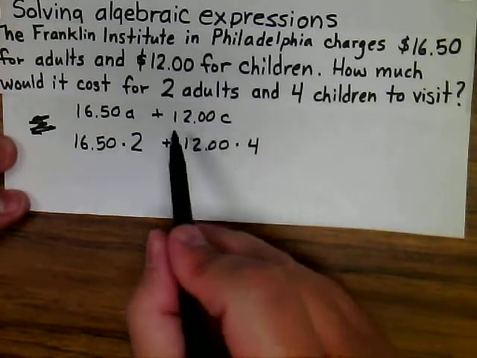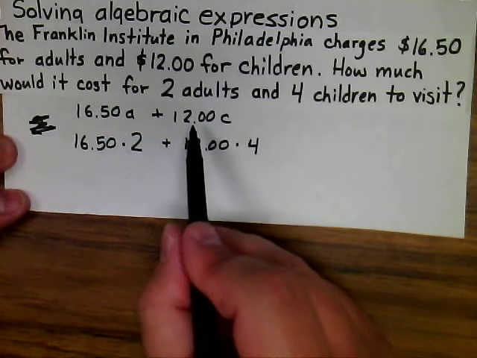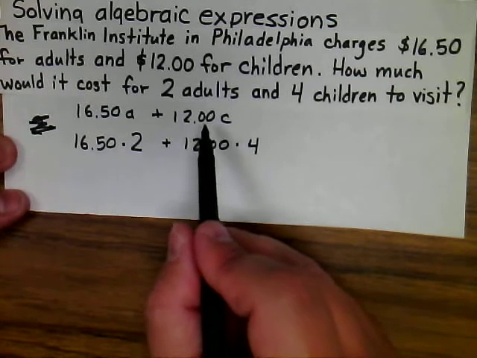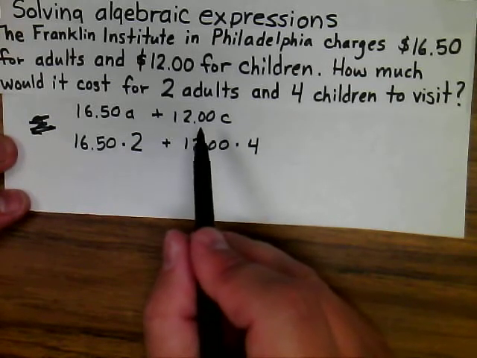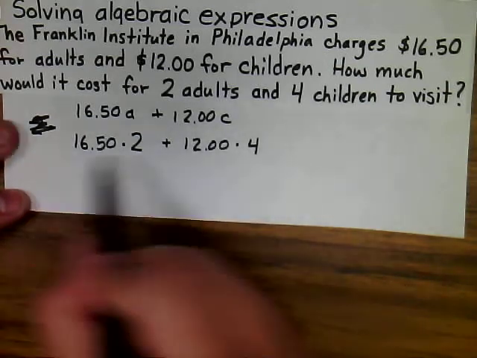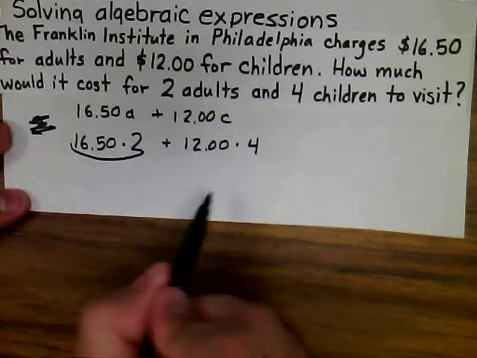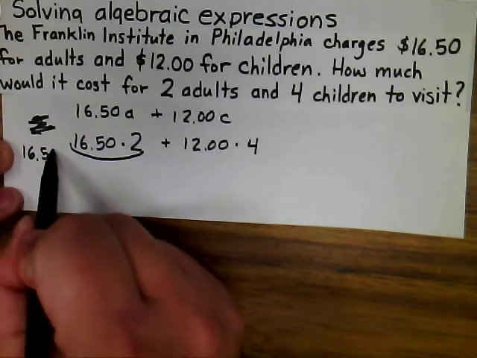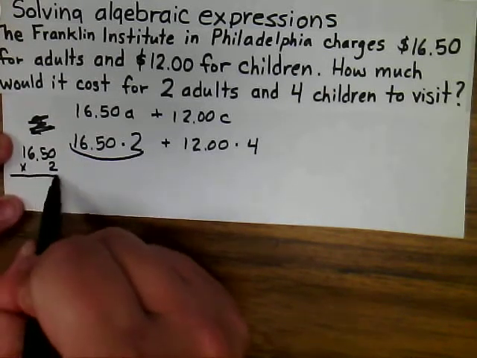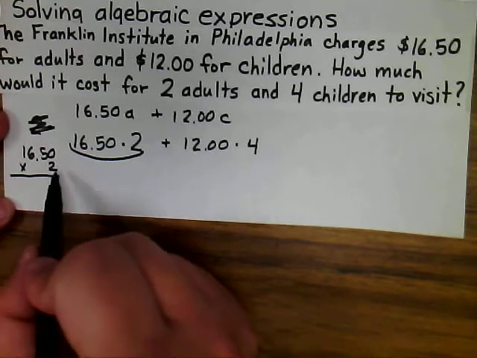You'll note in this situation, we used decimal numbers as our coefficient. You can actually use decimals, fractions, mixed numbers. All of those can be used in a coefficient. So now we've got this set up. The 16.50 times 2, we're not going to do in our head. We're going to show our work over here, following our standard procedure we learned for multiplying decimals.